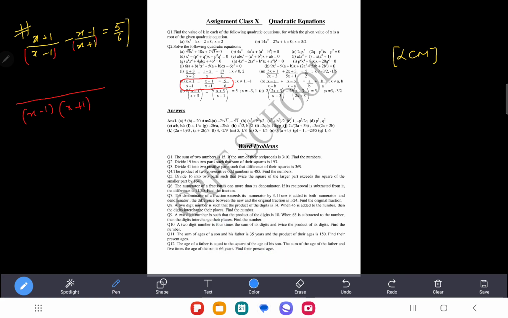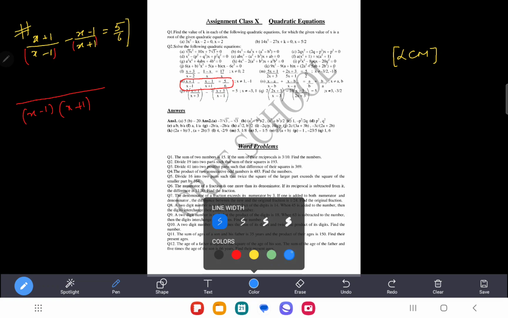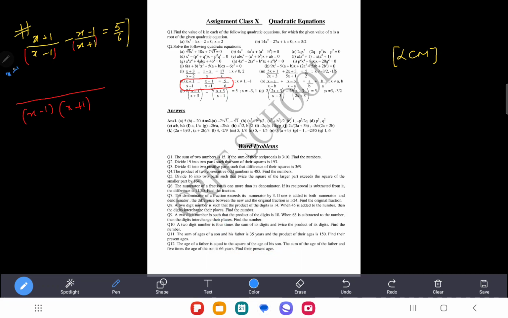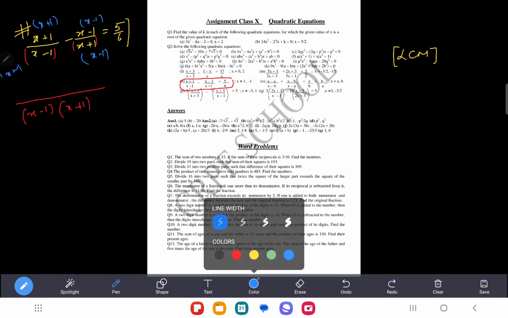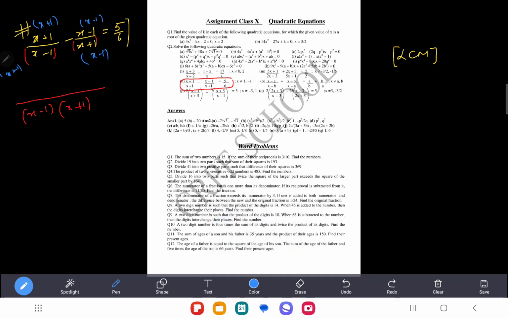So what am I going to do here, others? I'm going to multiply both here, the numerators with x plus 1 into x plus 1. And here both of them with x minus 1 into x minus 1. Do you understand? So it becomes x plus 1 whole square minus x minus 1 whole square. And here let it be 5 over 6. Did you understand this entire calculation, others? Did you understand how to take the LCM now?